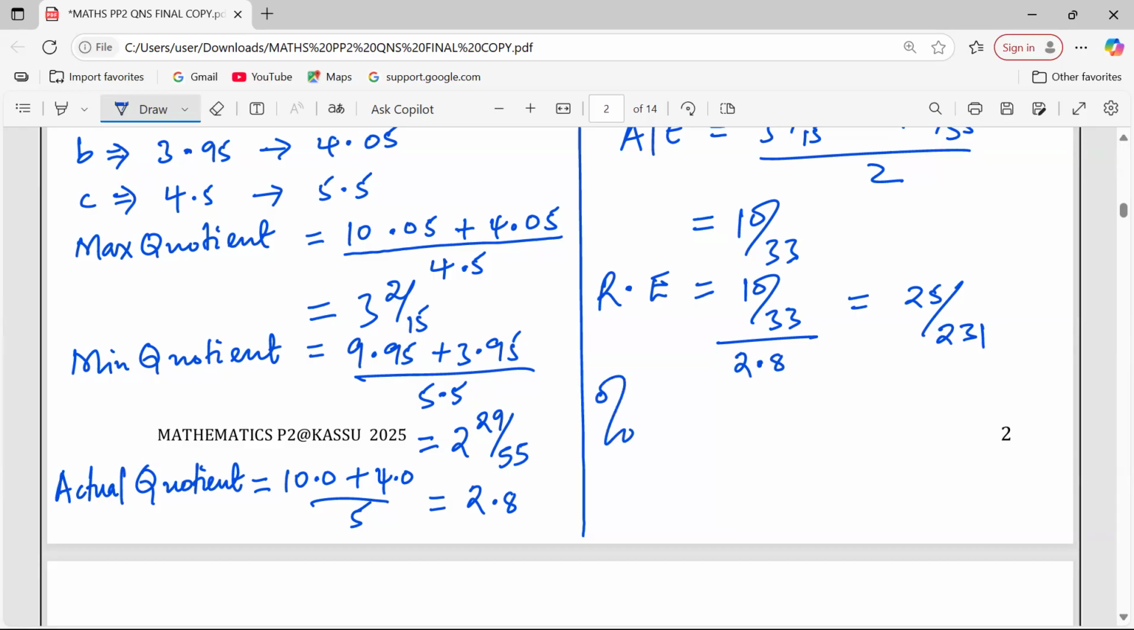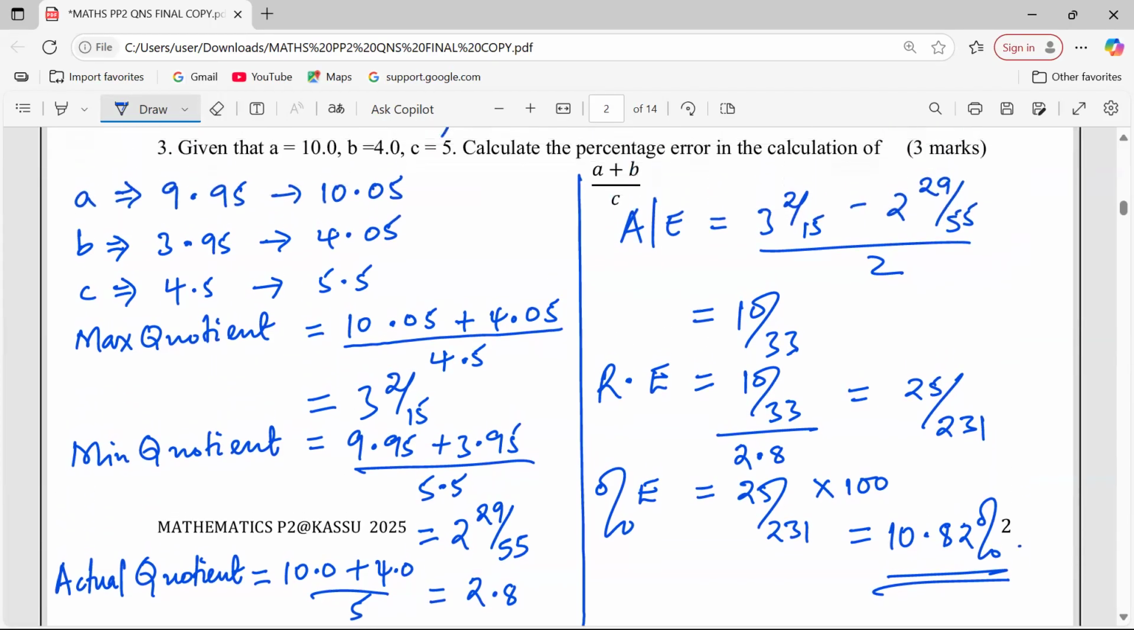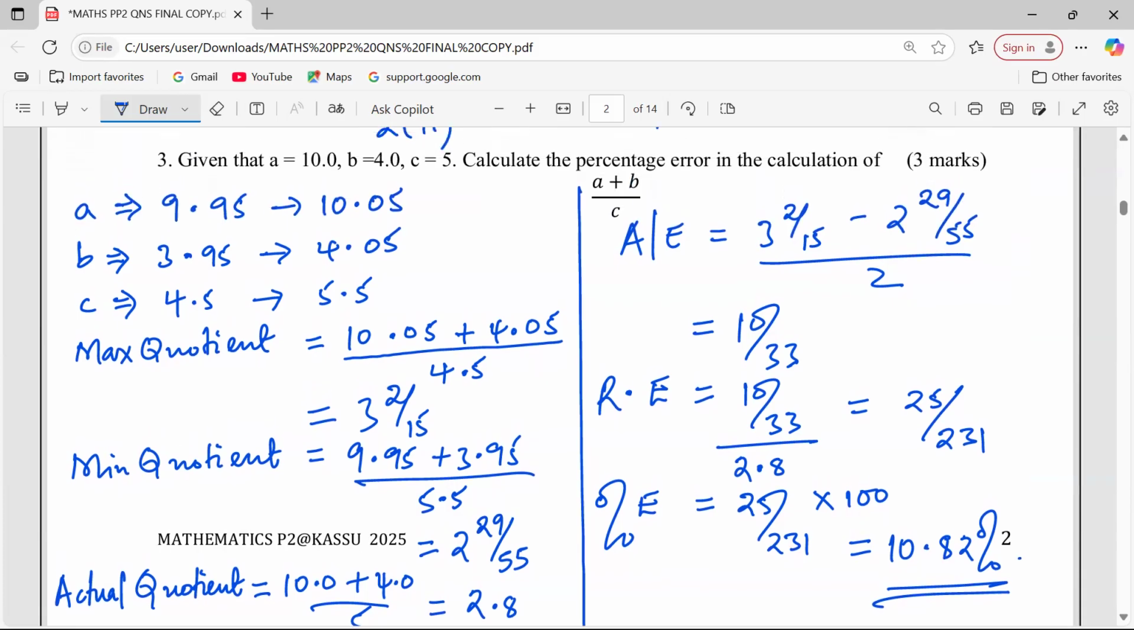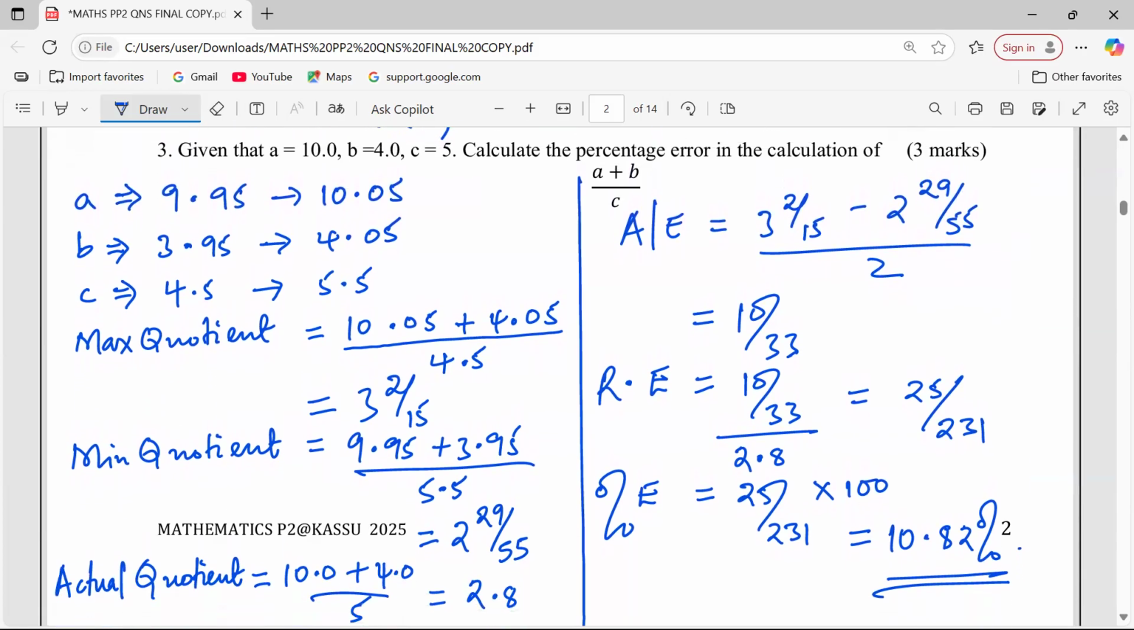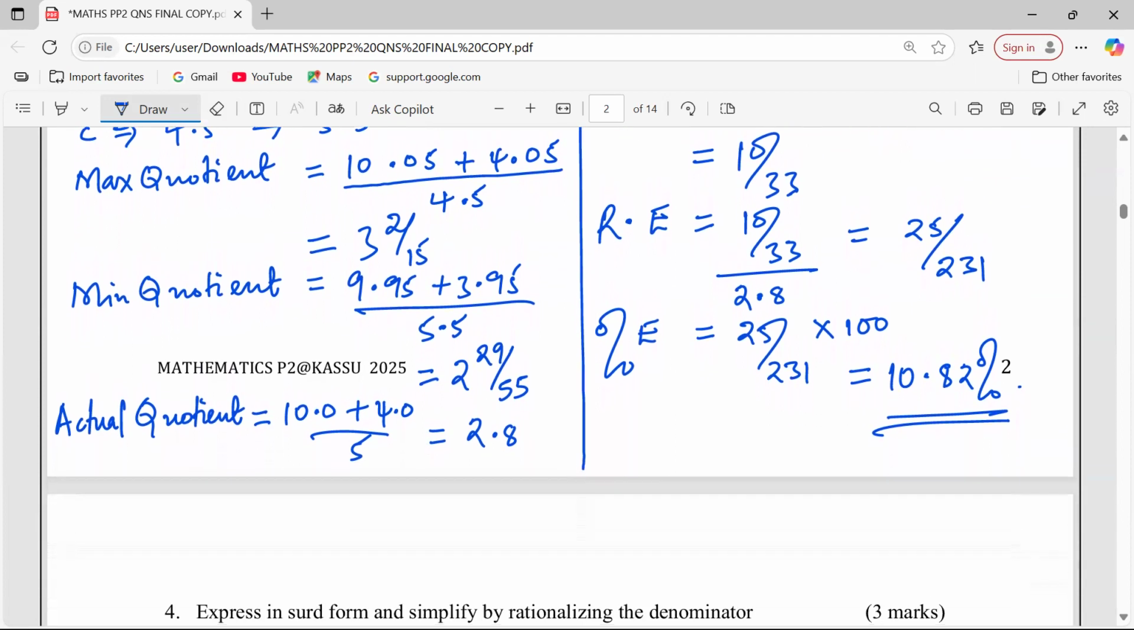Percentage error is usually given by relative error multiplied by 100. So when I multiply this by 100 to make it a percentage, ladies and gentlemen, I'm getting 10.82%. This is now the percentage error in that particular computation. That's simple.